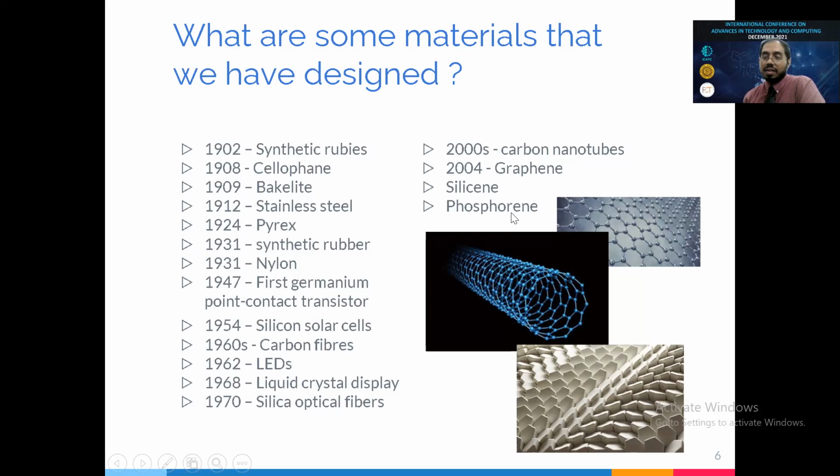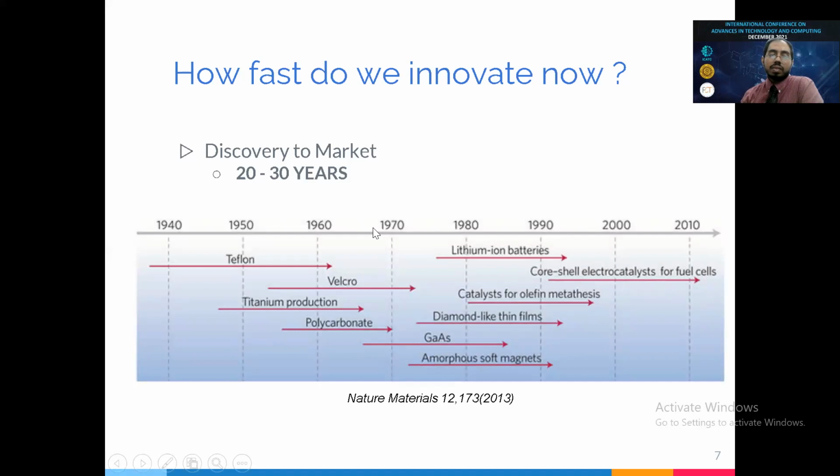So now we have passed the stage where we find a material and see what we can use it for. We are now at the stage where we say, okay, we need a material to do this, so let's make that material. To do that experimentally takes a long time. Any material that was discovered and the time it took to come to market is about 20 to 30 years. So we want to accelerate this, right?